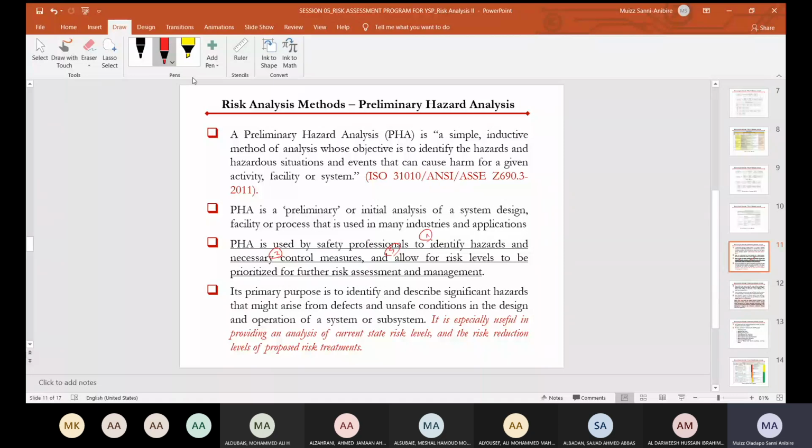So its primary purpose is to identify and describe significant hazards that might arise from defects, unsafe actions, and conditions in the design and operation of a system. So if you have a system or a machine or equipment that is being used, or you sense that there are some defects or some problems in the system, this is the potential source of risk. Okay.